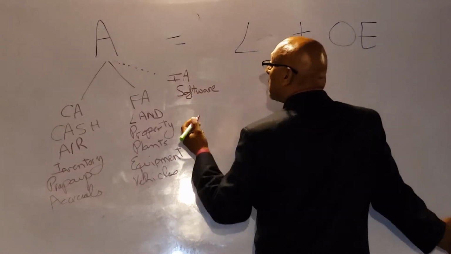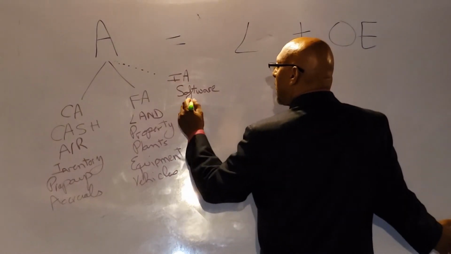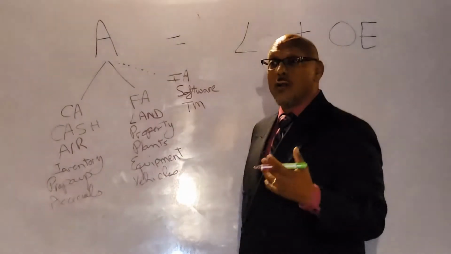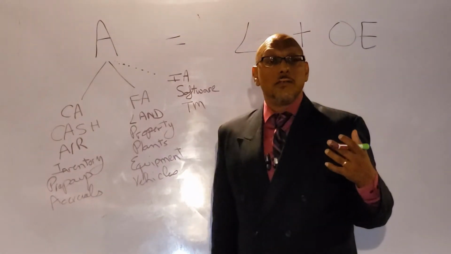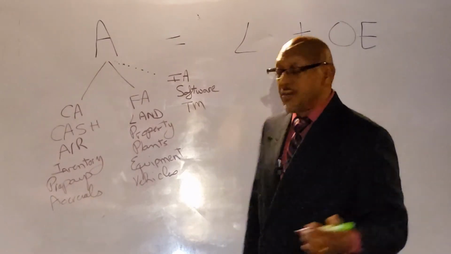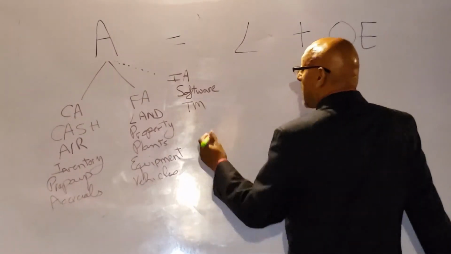Another example of an intangible would be trademarks. I'll put it as TM, like Mickey Mouse or McDonald's, the golden arches of McDonald's. These are some trademarks. Those are just examples.